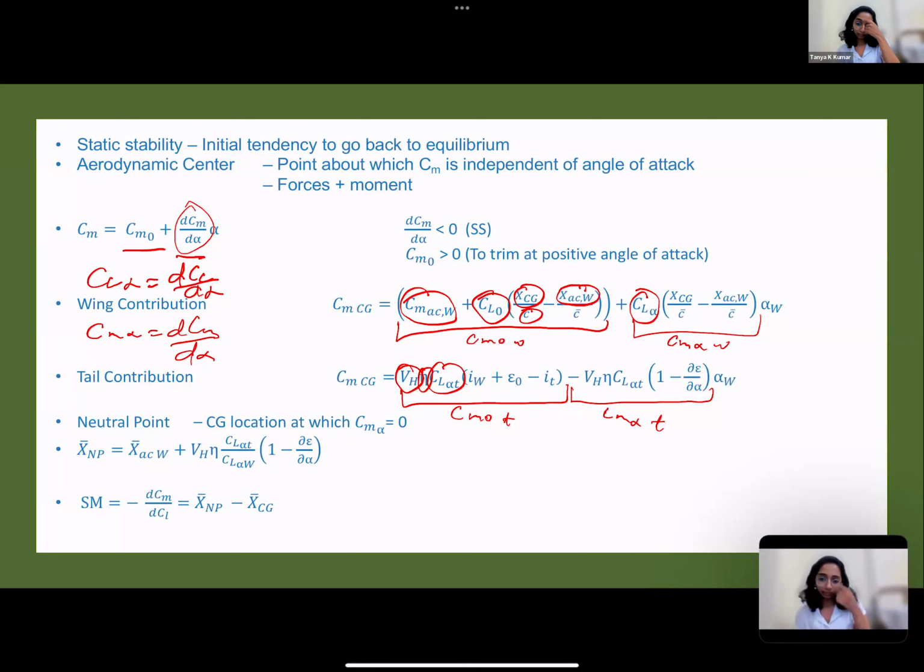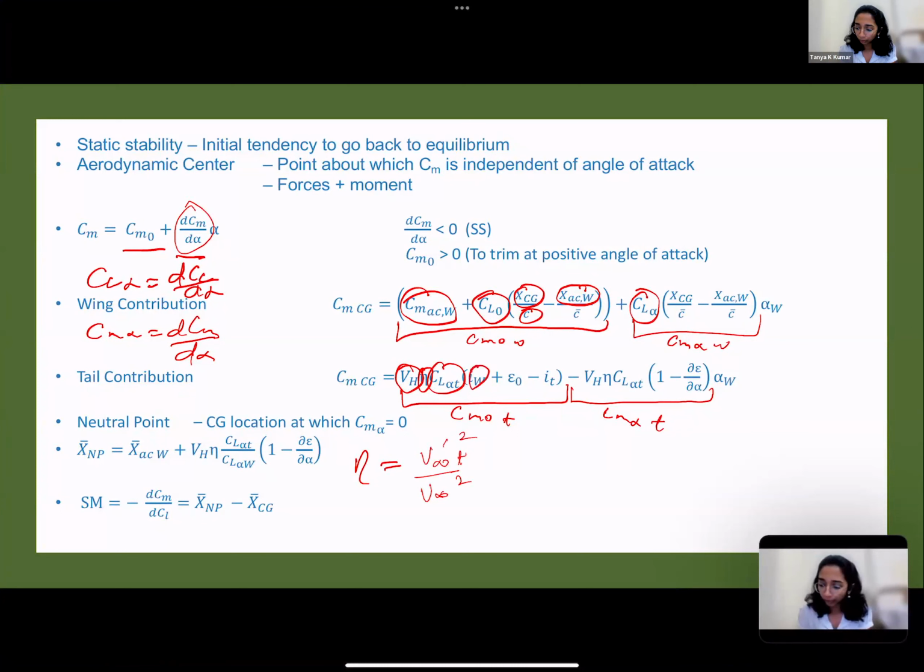What was eta? Okay, so eta was the tail efficiency factor, which is V infinity tail square over V infinity square. Due to this downwash, there is a reduction in the velocity seen at the tail, which is this V infinity prime. So the ratio of the squares of the velocity at the tail and the velocity at the wing is the tail efficiency factor eta. Is that clear?